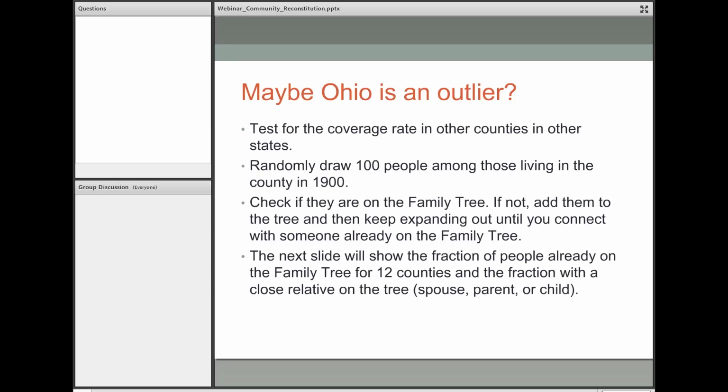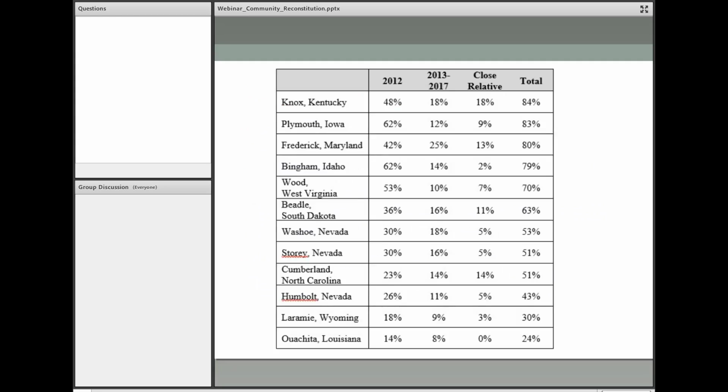And if not, we add them to the tree and then keep expanding out until we connect with someone already on the family tree. So this next slide is going to show you the fraction of people already on the family tree for 12 counties, and the fraction of people who aren't on the tree but have a close relative on the tree, so a spouse, parent, or child. Here I've sorted them from highest to lowest among this random sample.